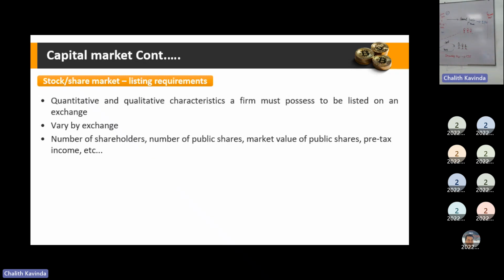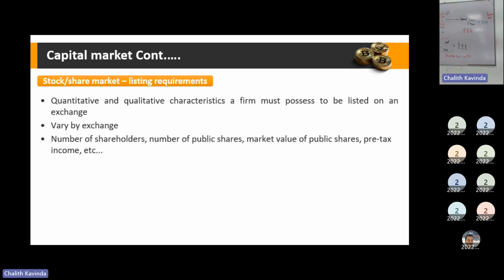We are saying that at least there must be 1,000 shareholders who will purchase at least this much of shares, something like so. Those are the quantitative characteristics that we are looking at when we are getting a company to the stock market to be listed. Number of shareholders, public ownership of the company, and the income and profits part. So those are the other things: number of shareholders, number of public shares, market value, and pre-tax income.